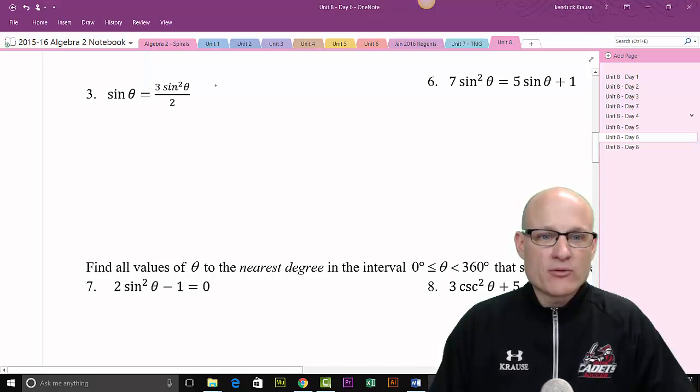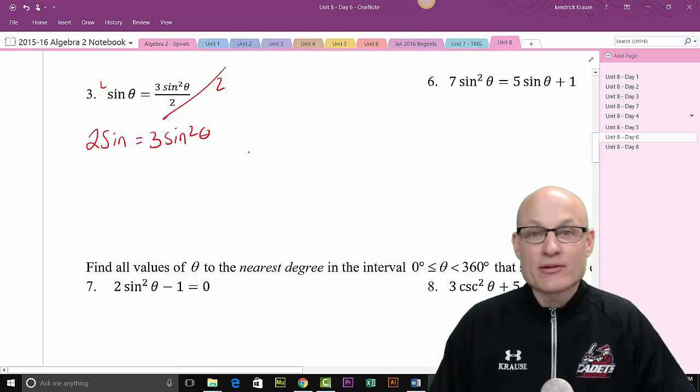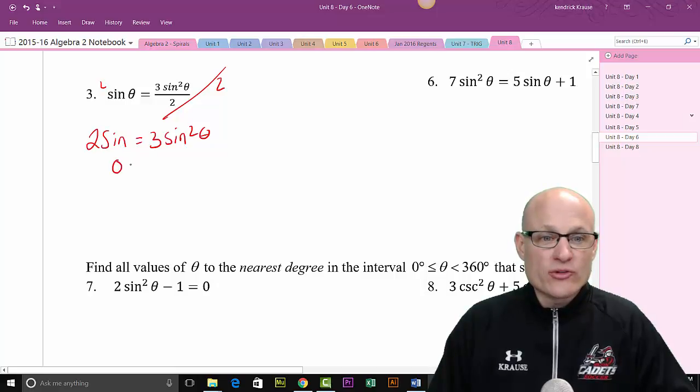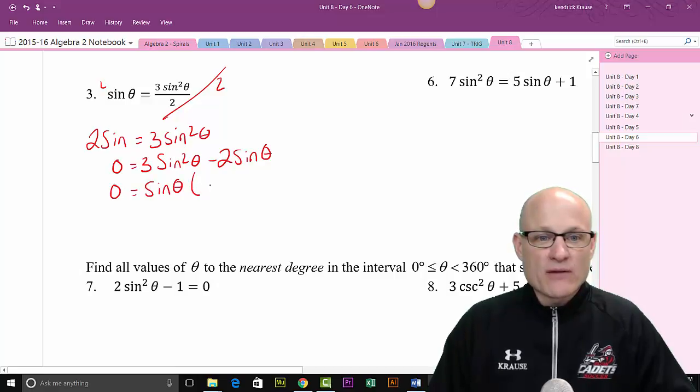How about we cross multiply? I would just multiply both sides by 2. So I get 2 sine theta equals 3 sine squared theta. Anytime there's a squared, even when we're dealing with trig, we want to make this equal to 0. So we'll do 0 is equal to 3 sine squared theta minus 2 sine theta. Take out the GCF. In this case, the GCF is sine of theta. And we're left with 3 sine theta minus 2.